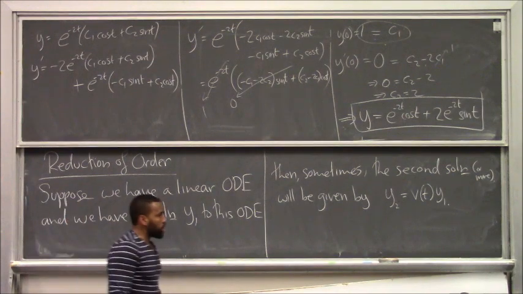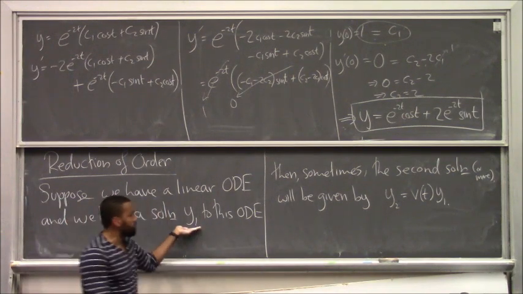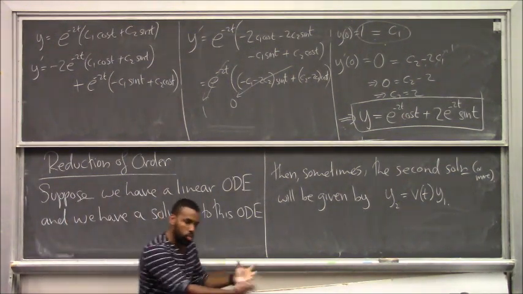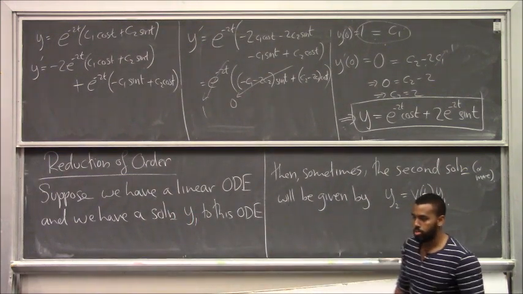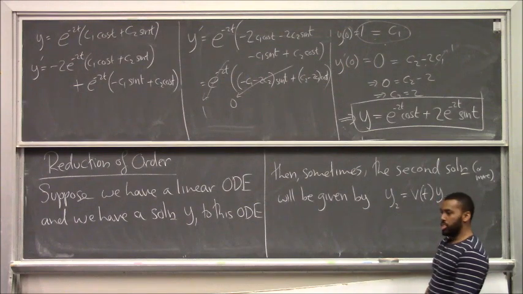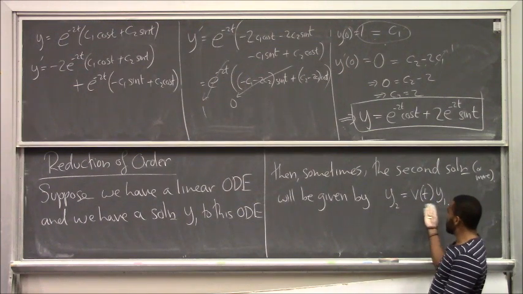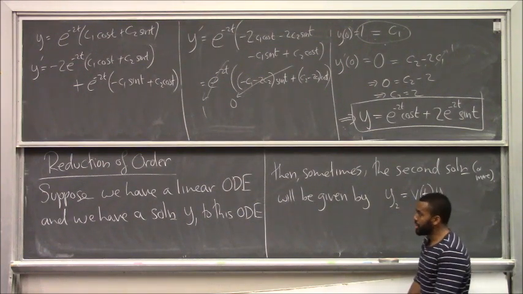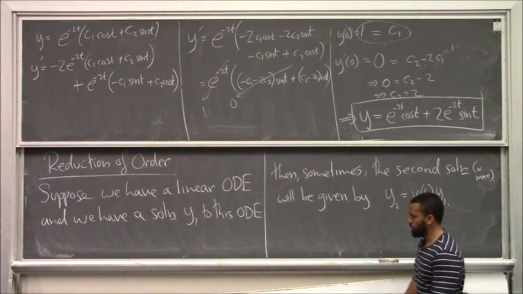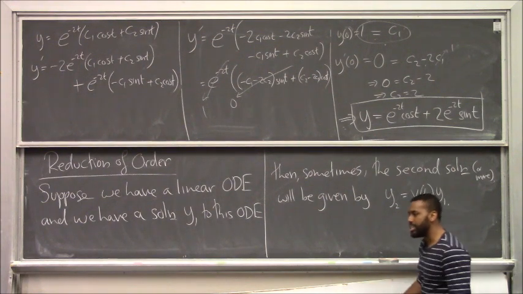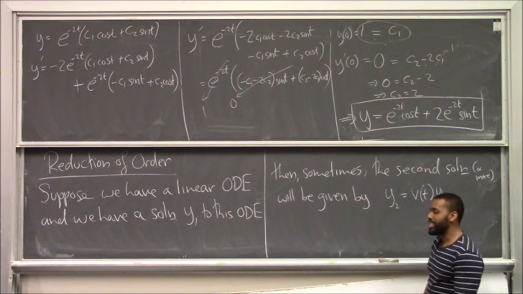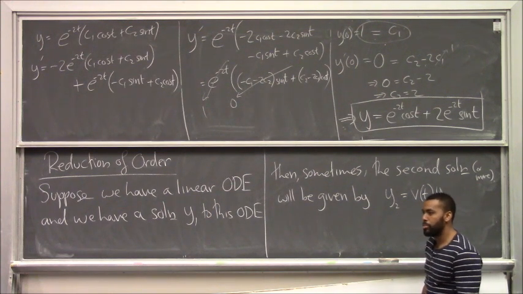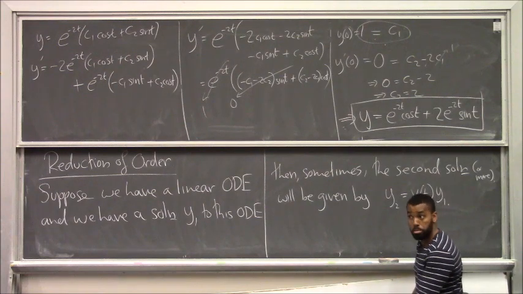So why would that work? Well, you've already found one function that does what you want it to do, and you probably don't want to look too far for some other function. So sometimes you just guess, maybe it's just some function times the original guy, right? So if I'm solving a second order differential equation and I get e to the t as one of the solutions, probably the next solution isn't very far off from e to the t. Maybe it's just something times e to the t, right?